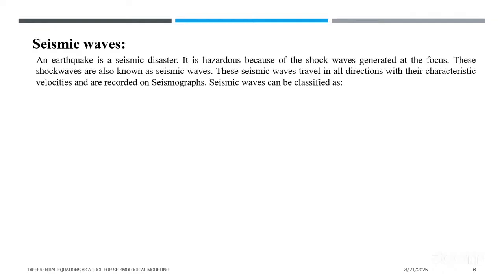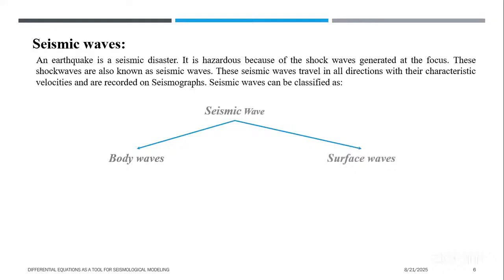So these shock waves, which are generated due to the earthquake, are called seismic waves. Once generated, they travel in all directions with their characteristic velocities, and they are recorded on seismographs. If we talk about the classification of seismic waves, basically they are of two types. One is called body waves, another is called surface waves. Now, body waves are divided into two further parts.